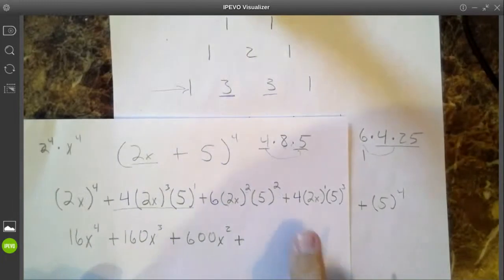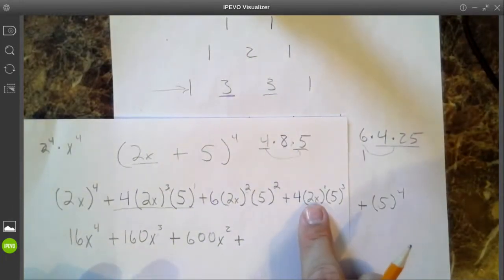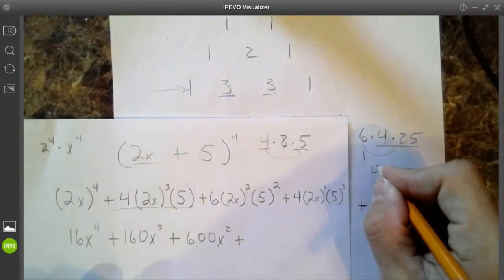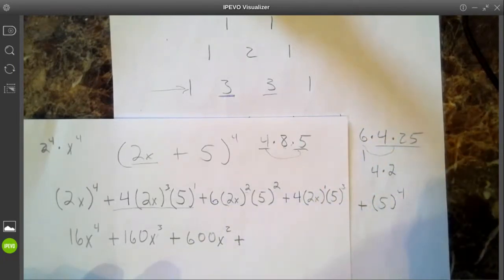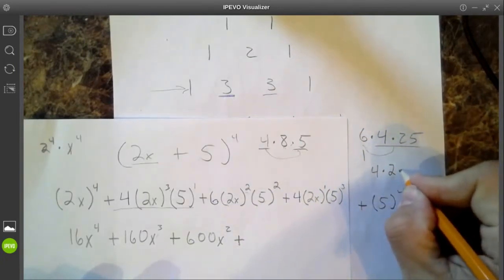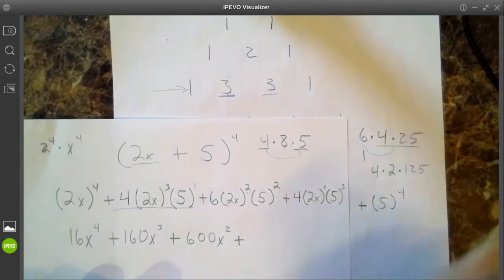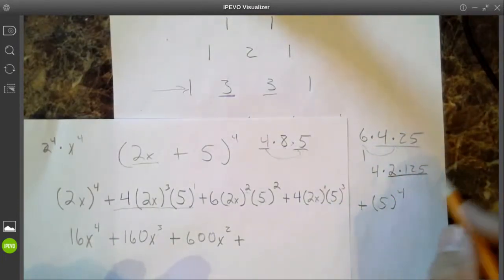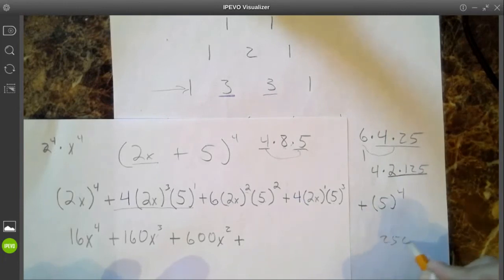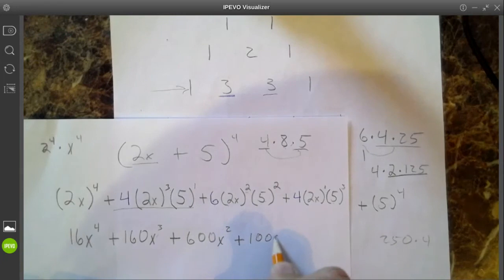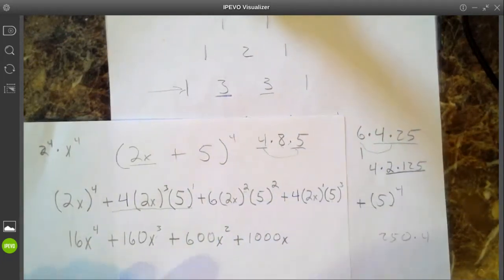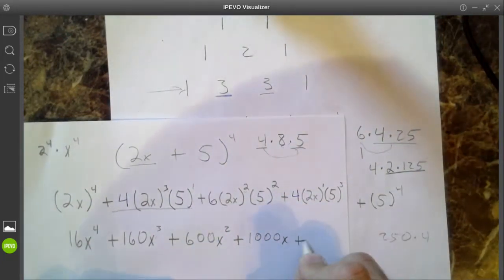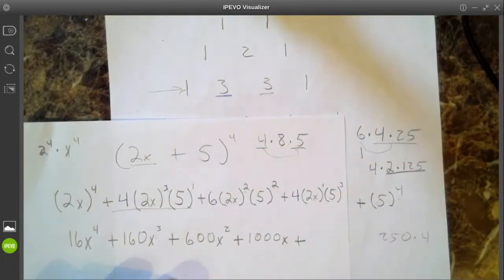And then next, we're going to have 4 times 2 to the first. So that's 4 times 2. And then 5 to the third. Oh my gosh. 5 to the third is 125. How can I do this? Okay, I see it. 2 times 125 is 250. So I got 250, and I'm timesing that by 4. So that is 1,000. And then x, and then plus 5 to the 4th.